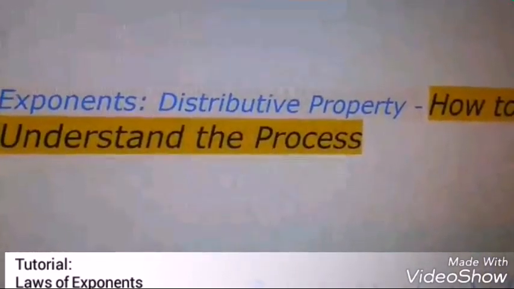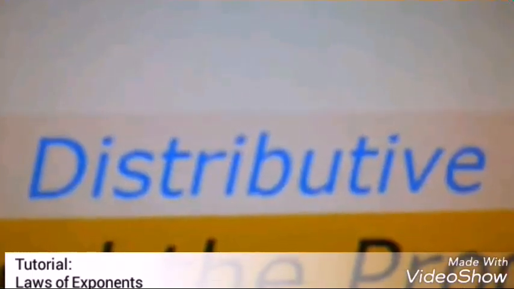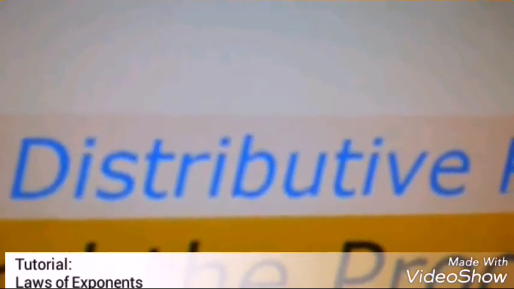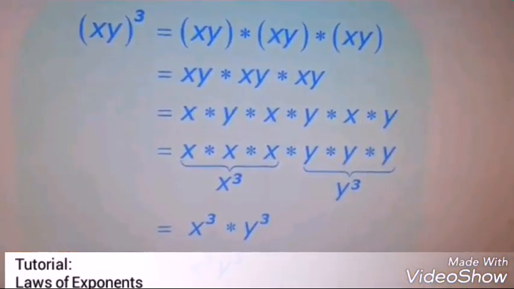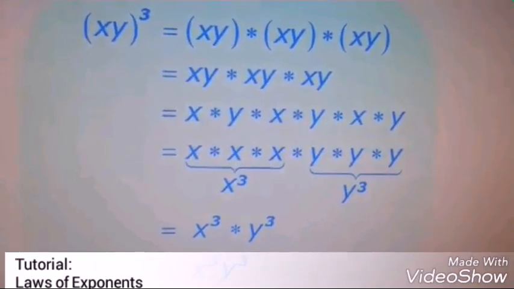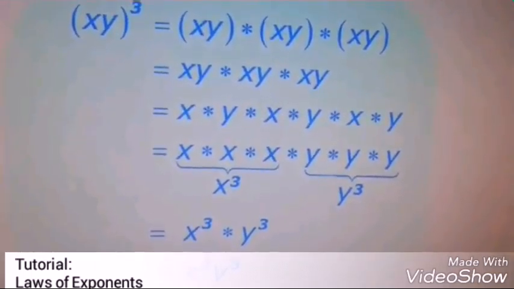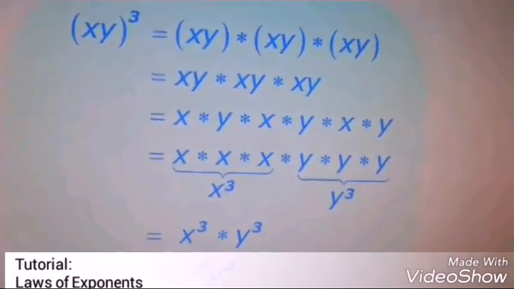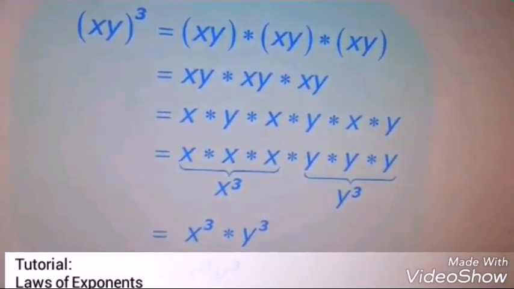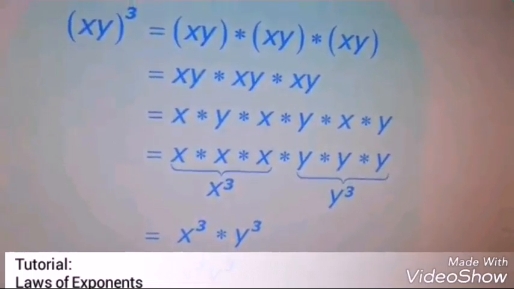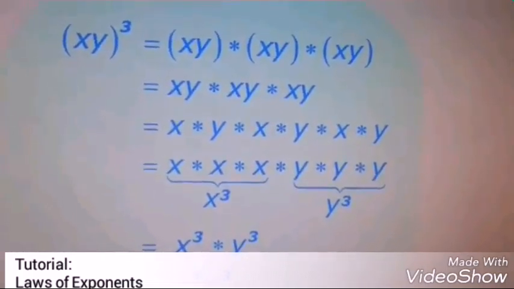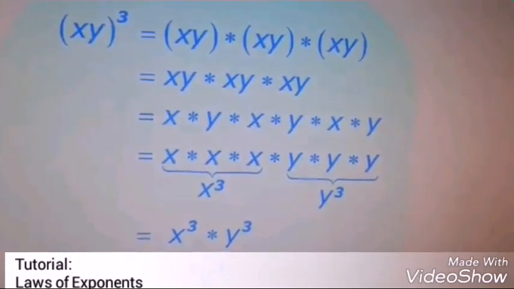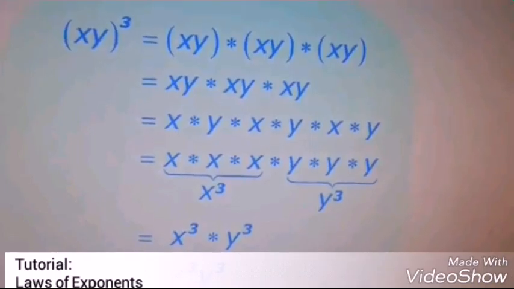Proving distributive property of exponent. By the word distributive itself, which means to distribute, here's an example of an expression that we will be answering. So the given is the quantity of xy cubed. The first step is to analyze the given. So in here, xy cubed, we have to distribute the exponents to both variables x and y.